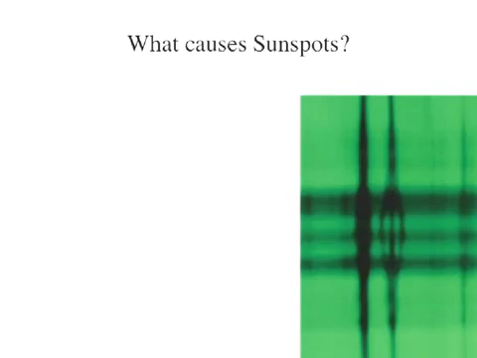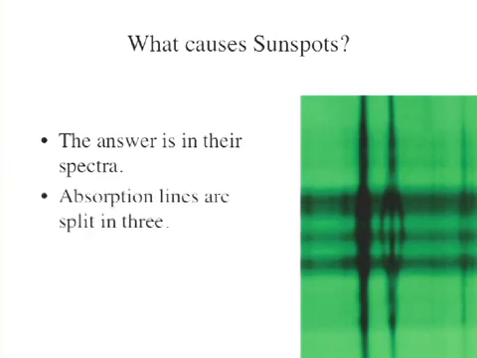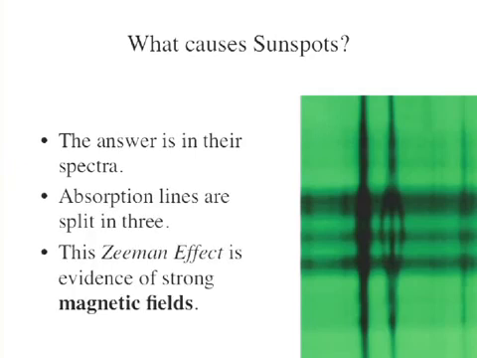Okay, sunspots. By taking a spectrum of the sunspots, you can see these triple lines, 1, 2, 3, which are due to magnetic field splitting, the Zeeman effect. Who has ever heard of the Zeeman effect? If you study quantum mechanics, you'll know what it is. Anyhow, that's an indication of a magnetic field. Their spectra are split in 3, and that's evidence of strong magnetic fields on the sun.